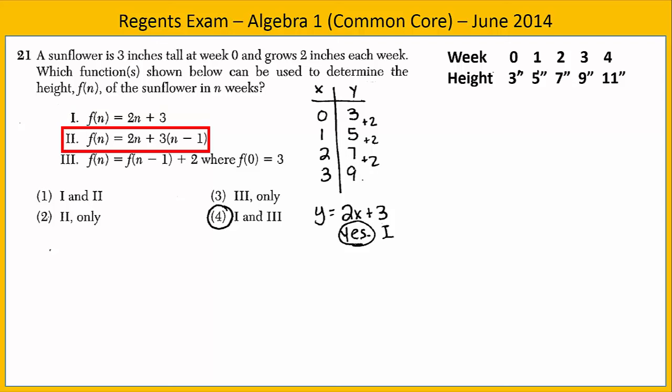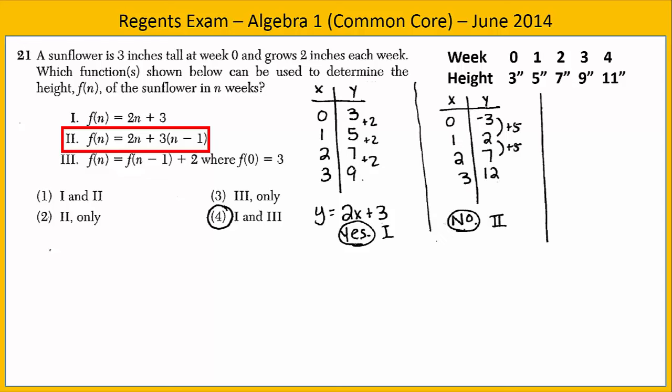Let's look at choice 2. F of n is 2n plus 3 times n minus 1. When I put that into my calculator and I look at the table of values, I see that it does not at all come close to the chart that I have at the top of the screen. It gives me completely different values. Therefore, that function cannot be used to represent the growth of the sunflower.